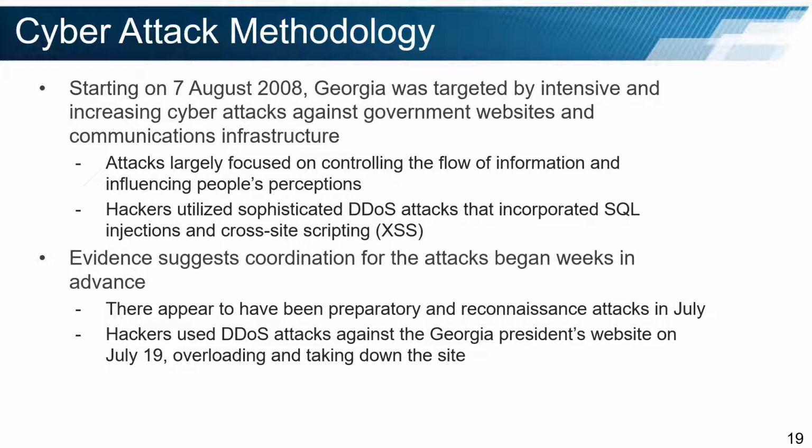Evidence suggests coordination for the attacks began weeks in advance. There appear to have been preparatory and reconnaissance attacks in July when hackers used DDoS attacks against the Georgian president's website on July 19th, overloading and taking down the site. At that time, little attention was paid to this attack as the Georgian president downplayed the significance of the event.